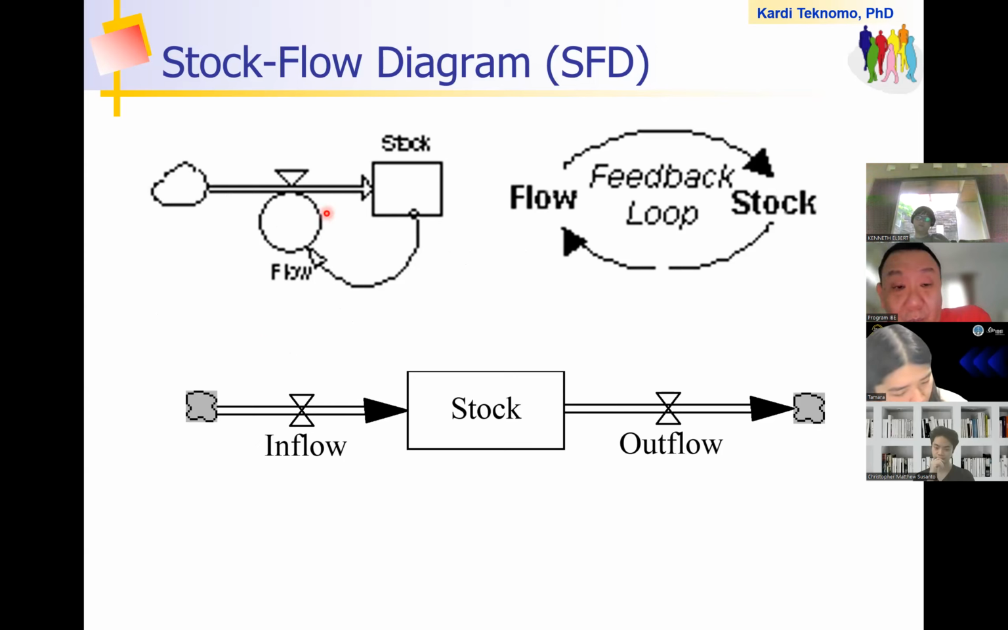Okay. So once you have the rate, the flow here, then you will have a diagram called the stock flow diagram. What is this? This is the CLD. Now, from the CLD, I will distinguish which one is the flow and which one is the stock. The flow is the rate, the stock is the level. So then you will draw this kind of diagram.